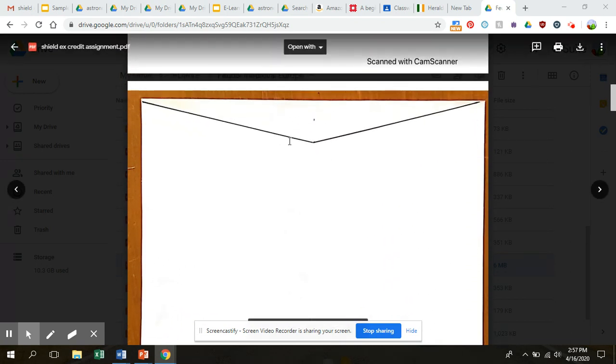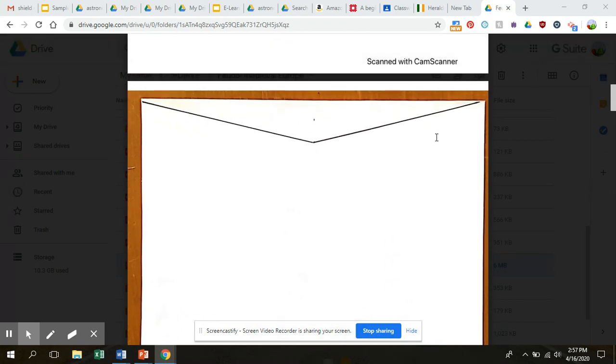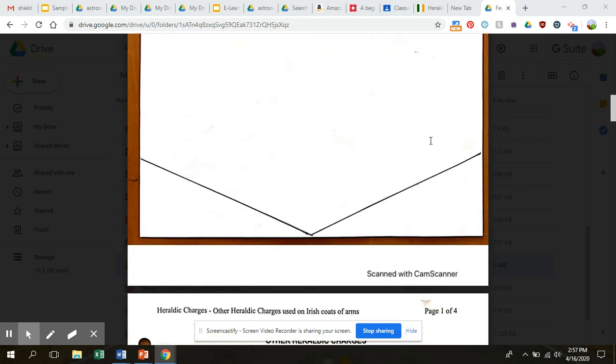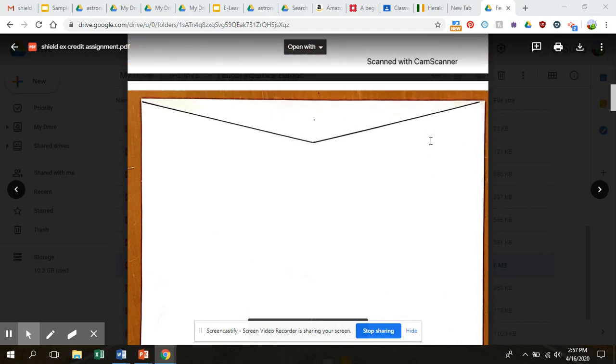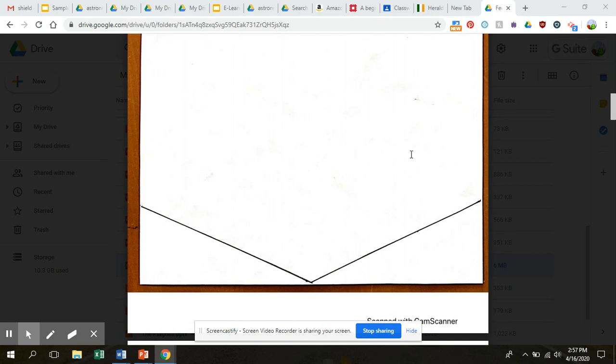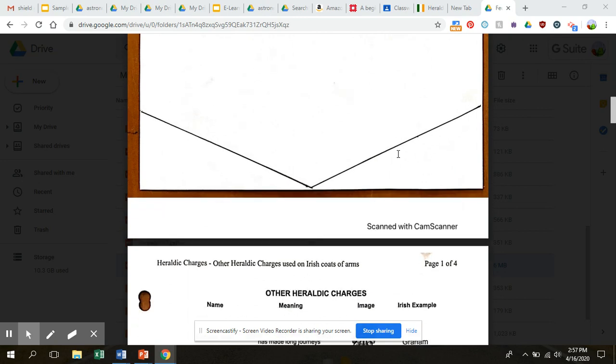Here is the page you guys can print out of the shield, or you can see that I just used a ruler and a pen, and I traced it, so you can print it, or you can just make your own. If you're more creative than I am, most of you are, you could just go ahead and draw your own.